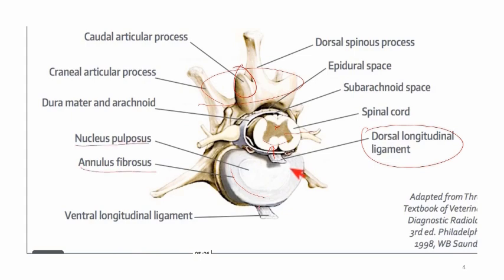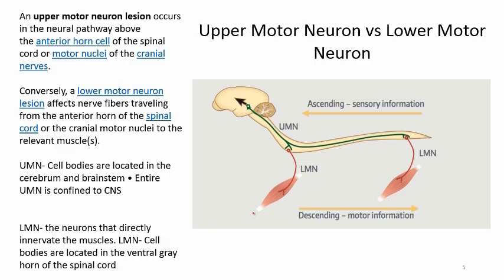The annulus fibrosus being here on the outside, and the nucleus pulposus being on the inside. And of course the ventral longitudinal ligament is down here. It's important to keep in our minds how this looks as we go through, particularly dogs who have spinal cord disease. And then we have an idea of what's going on with them.